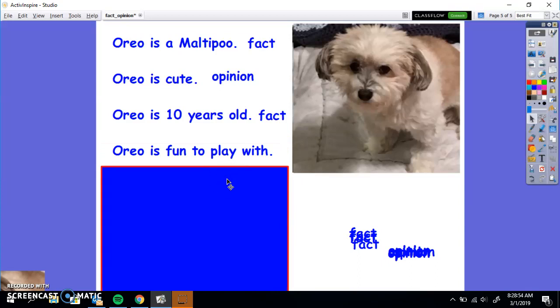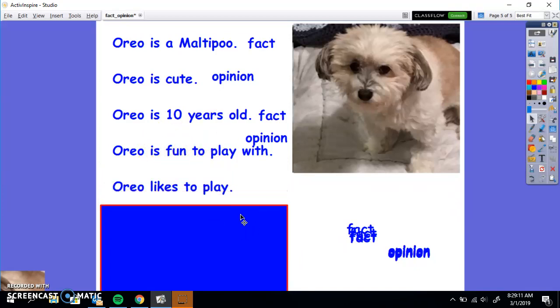Oreo is fun to play with. So this is going to be an opinion. Even though I think he's fun to play with, fun makes it an opinion word. It's an emotion. Oreo likes to play. While it looks like he likes to play, and he runs around and acts a fool, this is an opinion. Again, because anything dealing with liking or loving something is not a fact and can't be proven 100%.